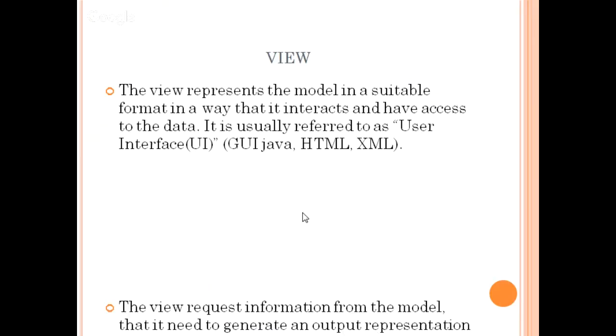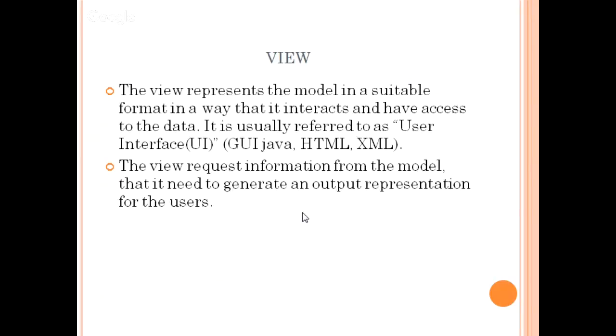The view requests information from the model that it needs to generate an output representation. For instance, say we want to log in or register. The view requests information and tells the model this person is a registered user, and gets the login information from the database. How it does that is it sends an action to the controller, and the controller communicates to the model, and the model displays the output for us.